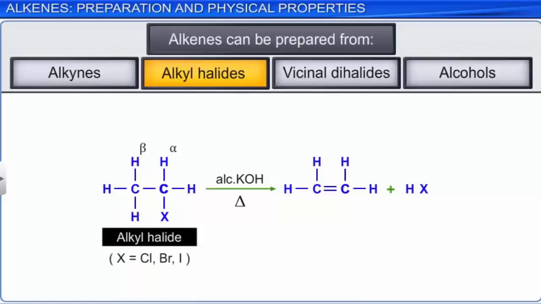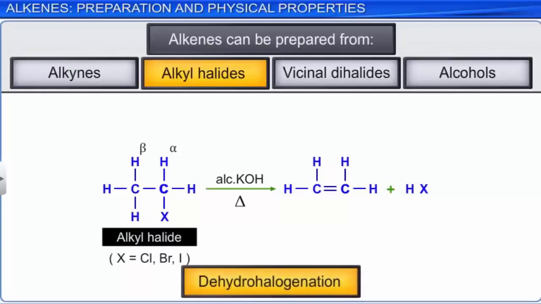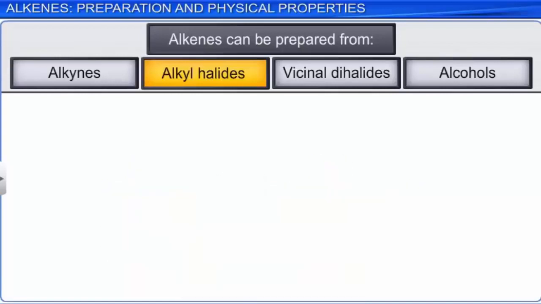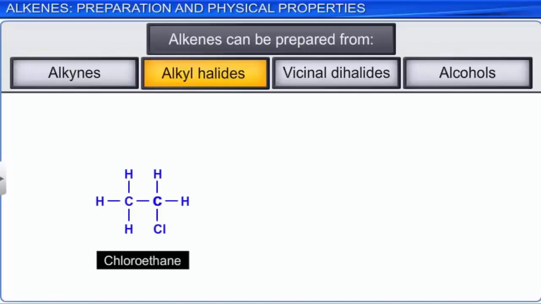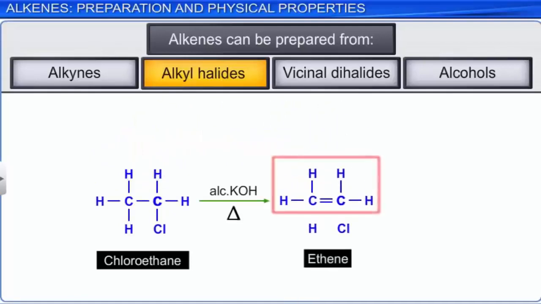As hydrogen and halogen atoms are removed in the form of halogen acid from the alkyl halide, the reaction is also known as a dehydrohalogenation reaction. For example, chloroethane on heating with alcoholic potassium hydroxide forms ethene. During this reaction, the hydrogen and halogen atoms on adjacent carbon atoms of chloroethane are eliminated in the form of hydrochloric acid.